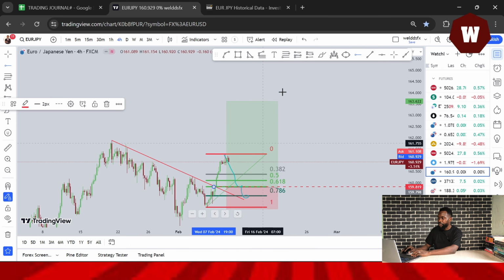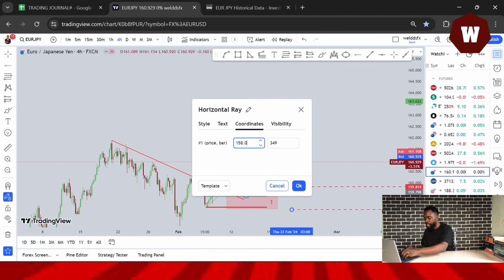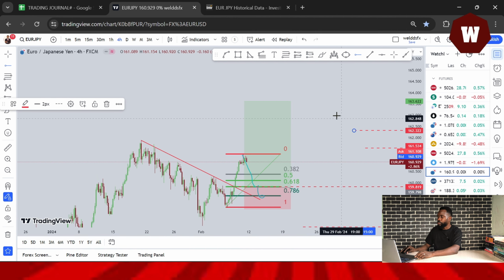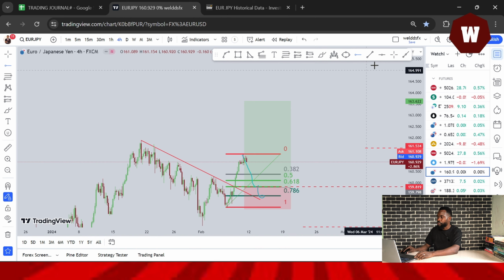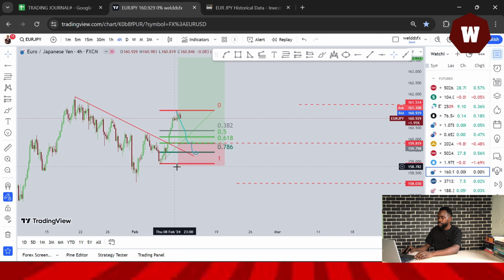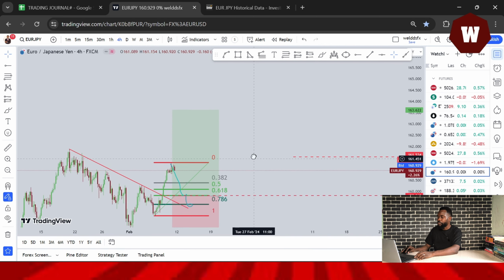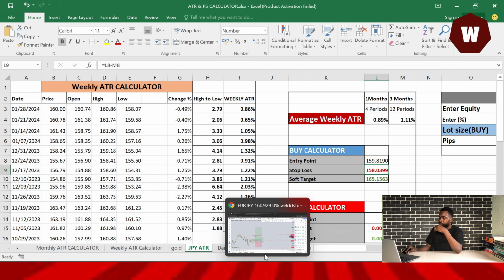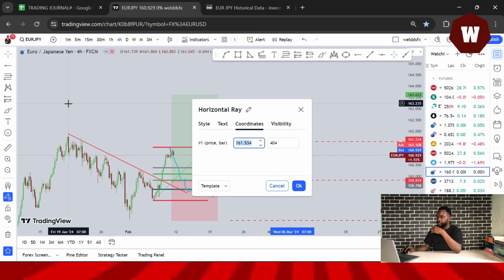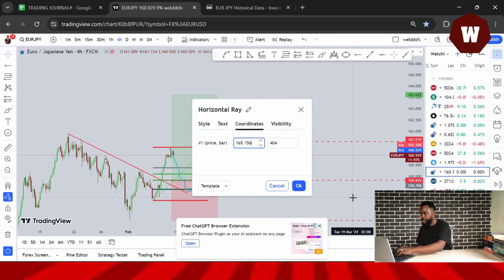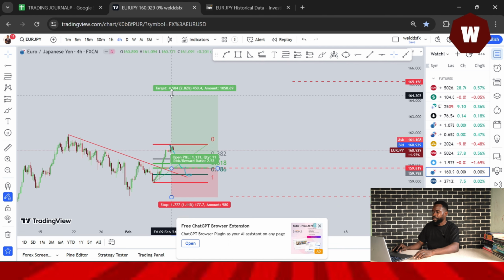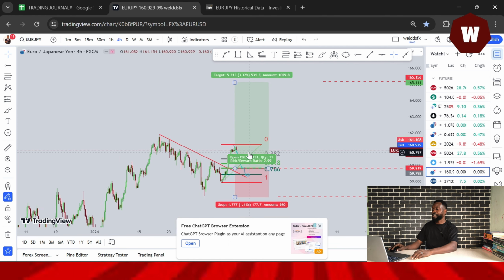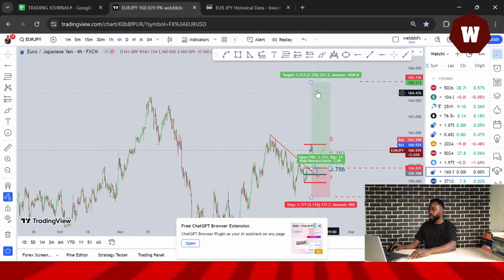Let's look at it. 158.03. If you come here and I did this to 158.03, okay. For people that are going to be very conservative in their trading approach, this is where your stop loss should be. You can keep your stop loss here, and then the take profit target is at 165.156. If you enter that, that is your take profit target, which is not also bad. So it gives you a risk reward ratio of around 3.